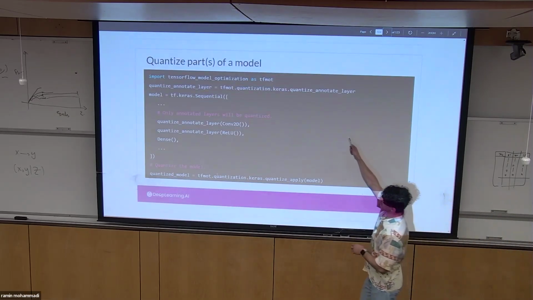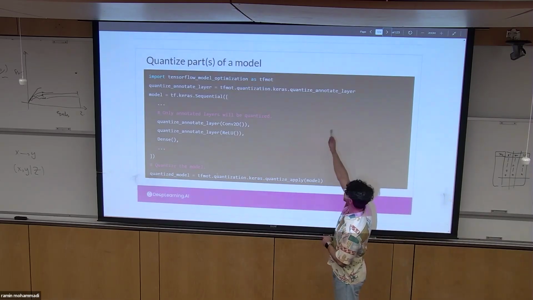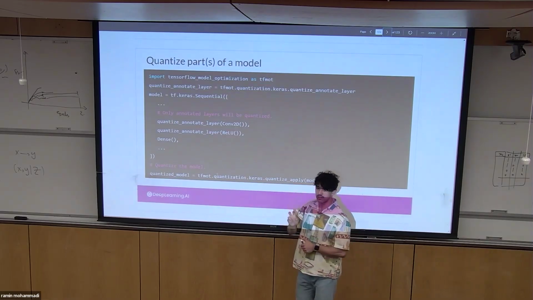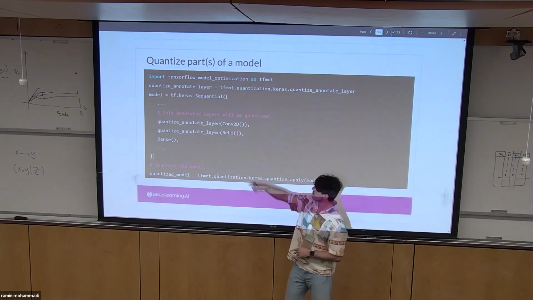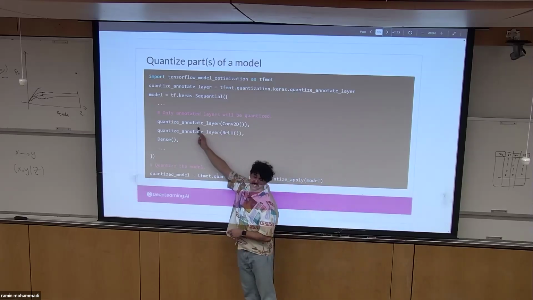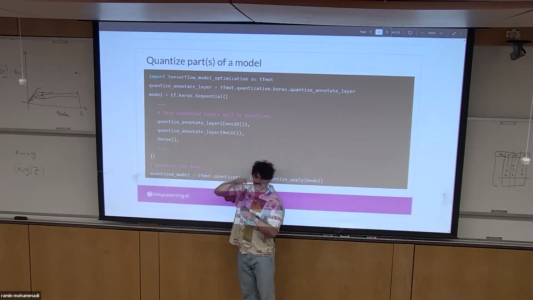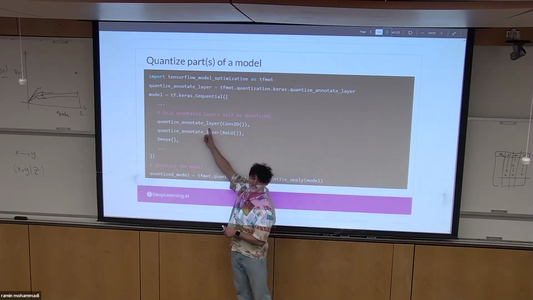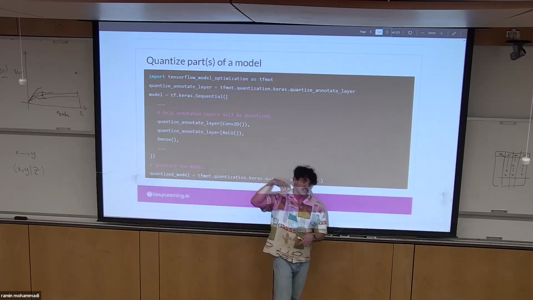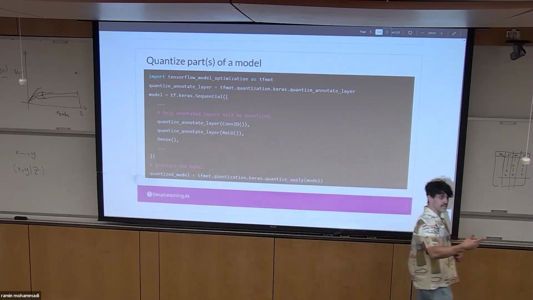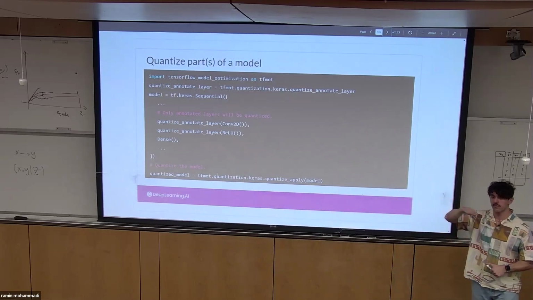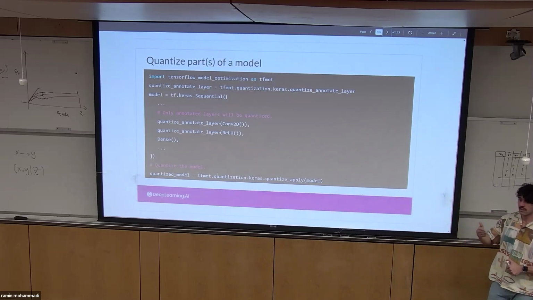You import that function, quantize annotate layer. And for any layer that you want to mimic the quantization, when you build the neural network, you just put that layer inside this function. When you build the layer convolution 2D, I just put it in this function, and that's it. That tells the model for the training that this layer needs to be quantized in the forward pass. And during the backward pass, it doesn't do anything.